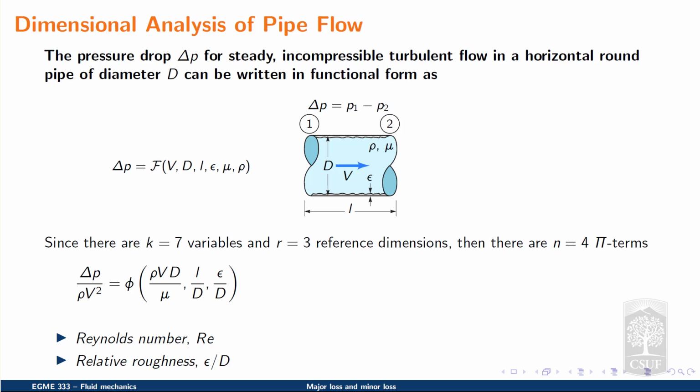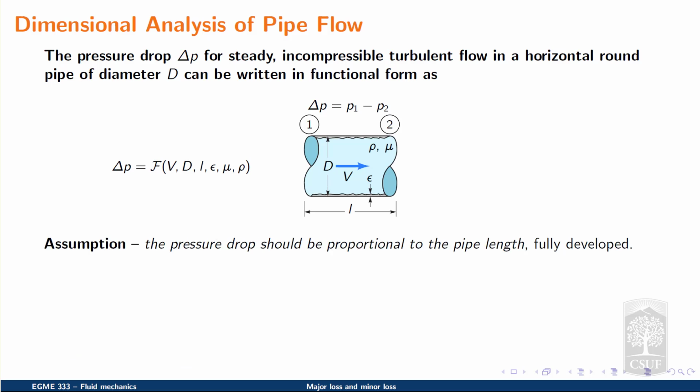We can further simplify this expression by recalling that in a fully developed pipe flow, we often observe that the pressure drop is proportional to the length of a pipe. So we can factor out the L over D quantity from the function to emphasize that the pressure drop is proportional to the length of the pipe, where a larger value for L, the length of the pipe, will correspond to a larger pressure drop, delta P.